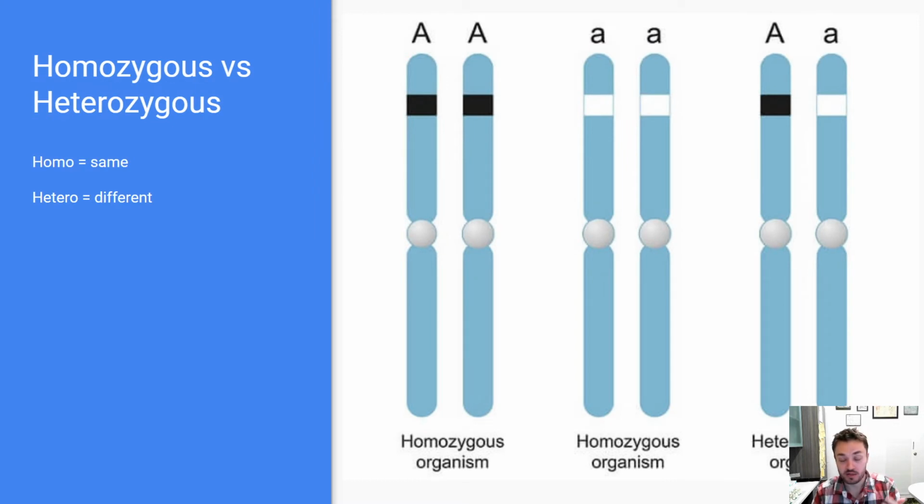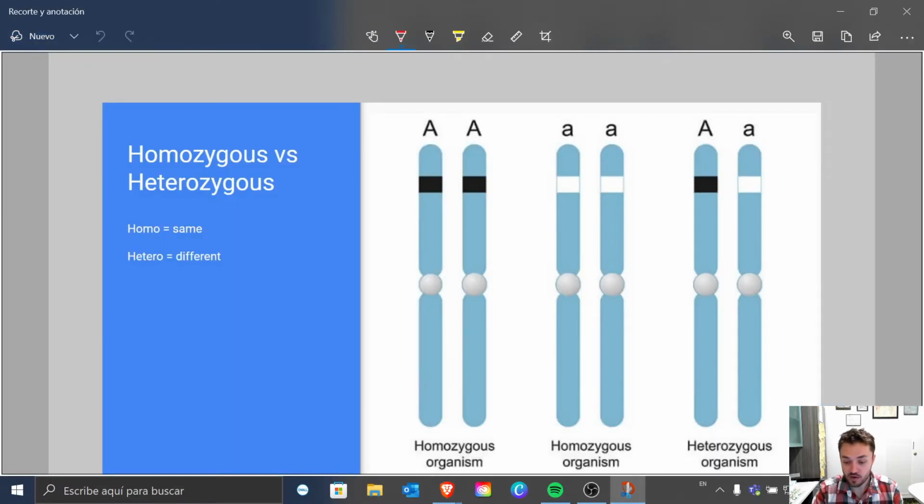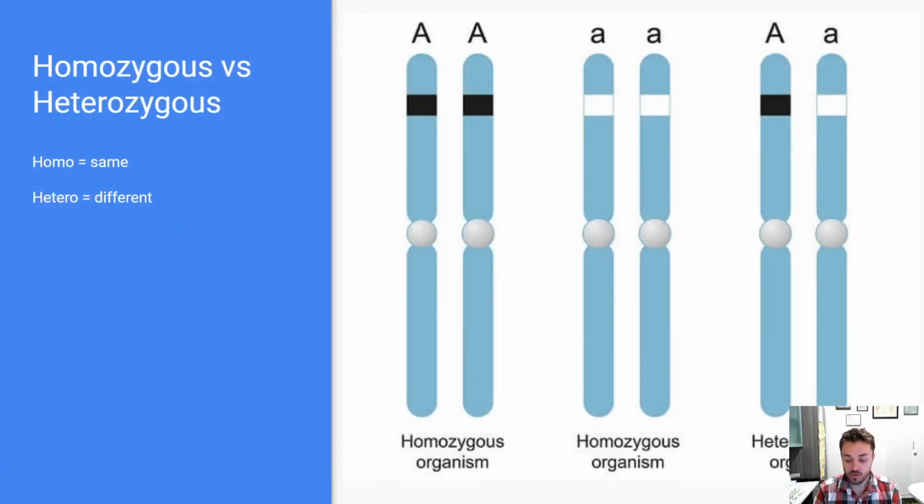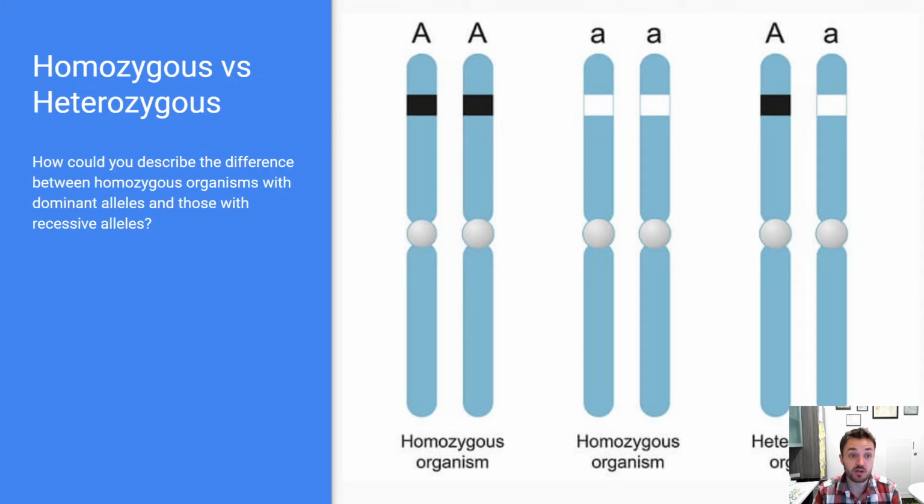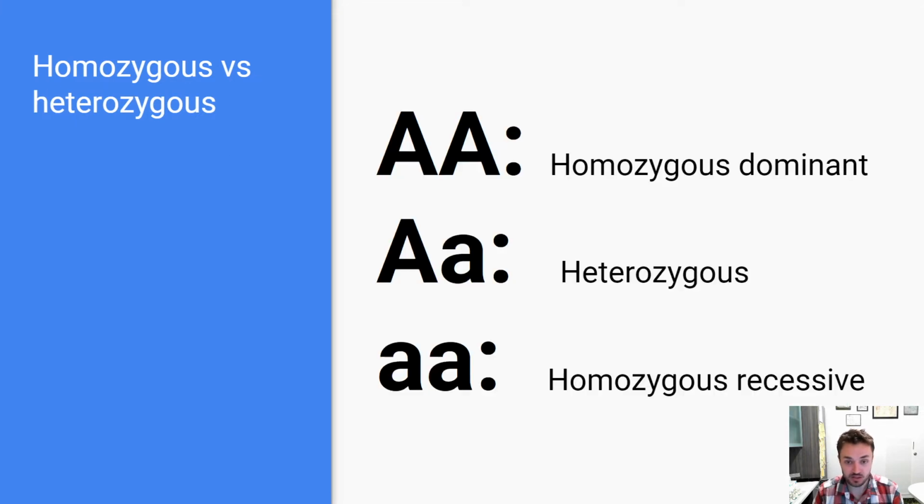Hetero means different. You'll notice in this far right chromosome pair, we have a big A and then a little a. They're not the same. One's big, one's little. So we call that heterozygous. The question being, if the one on the far right is heterozygous, how do we distinguish between this one with the big A's and this one with the little a's? They're both homozygous. The simple answer: we just say dominant or recessive after it.